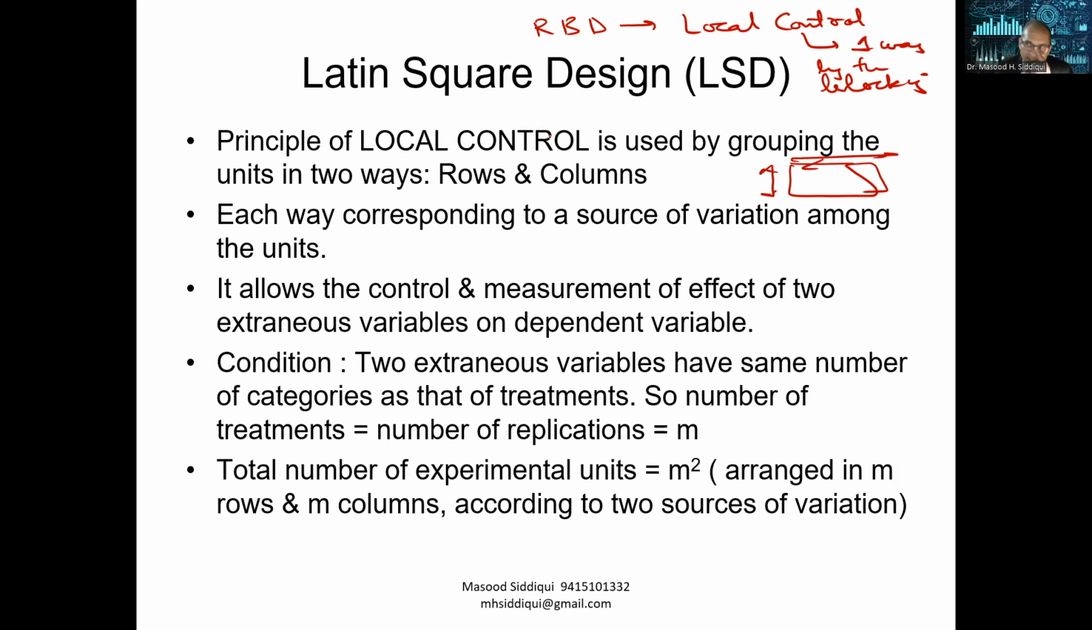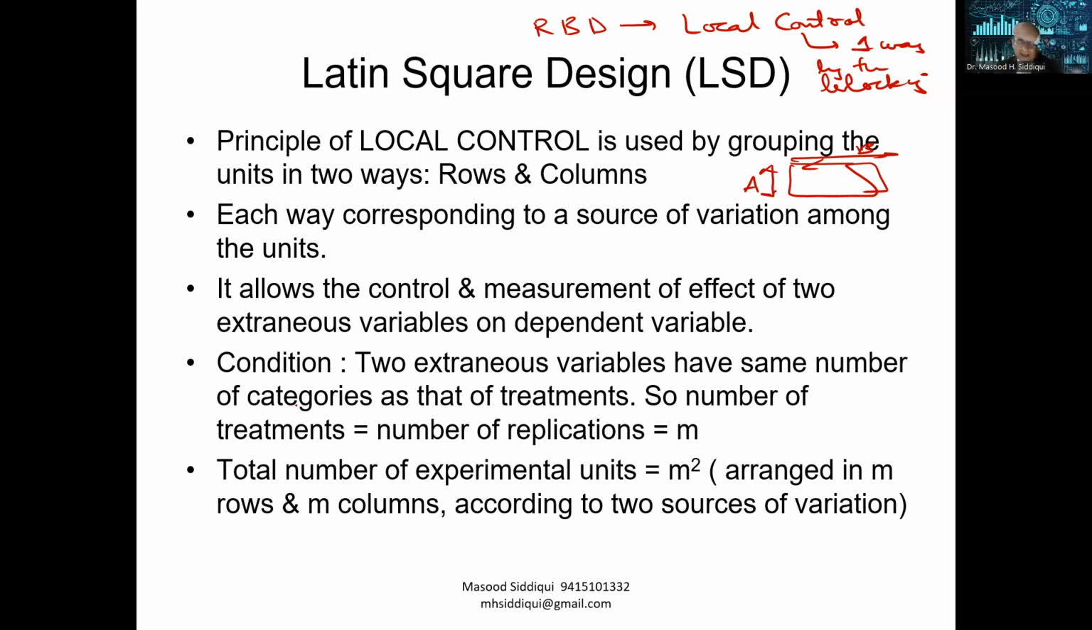Right? So in that way, as far as local control is concerned, it is supposed to be better than the other research designs. But there are certain issues that we are going to discuss. So each way corresponds to a source of variation among the units. Row-wise, suppose there is a source of variation that is A, and column-wise, suppose there is a source of variation that is B. So here we try to achieve control both ways.